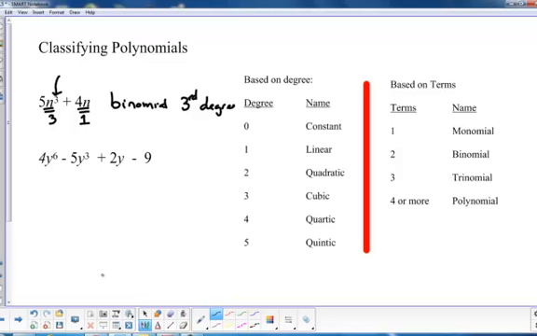And then in the next one, these are already in order. This is 4 terms, so we'll call this a polynomial. And this is a 6th degree, a 3rd degree, a 1st degree, and a 0 degree. So it's a 6th degree.